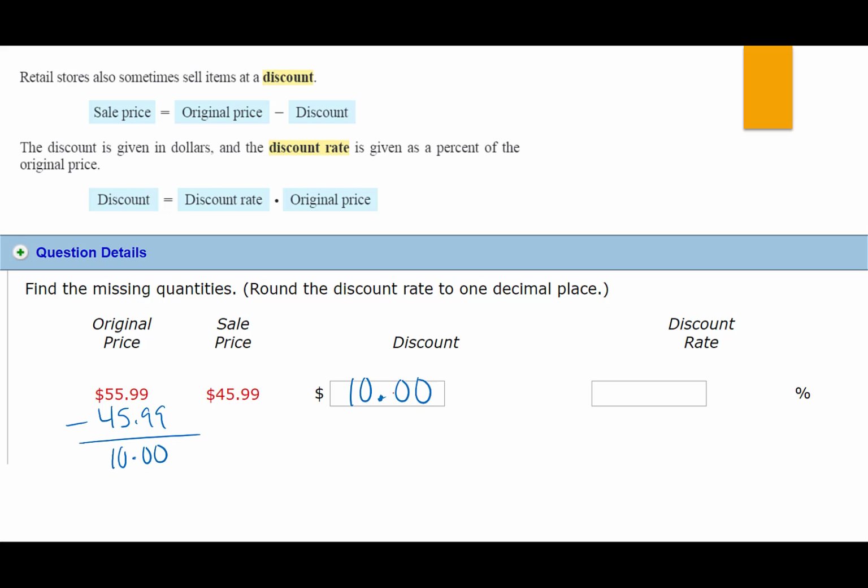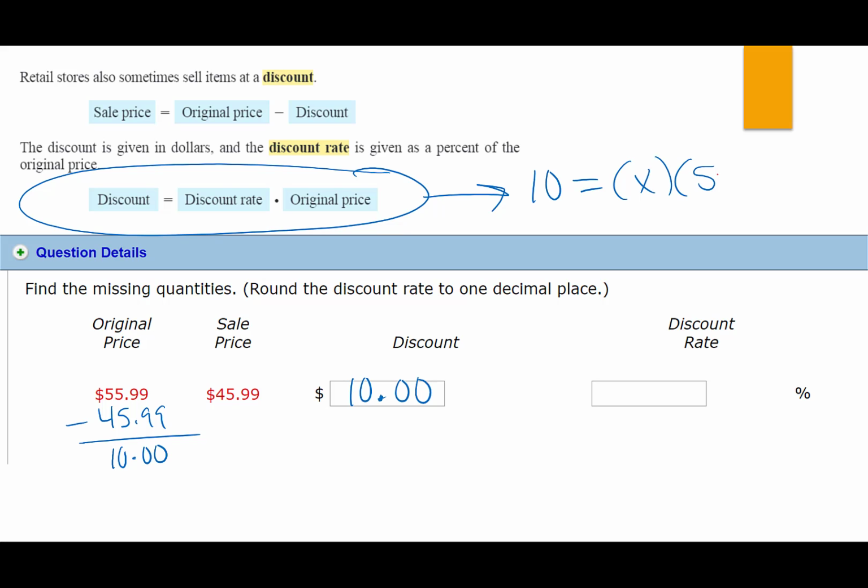And then we'll follow a similar formula to find the discount rate, just like we did the markup rate. It's up here in blue. Discount is $10. We don't know the rate, but the original price was $55.99. Now divide both sides by 55.99. X equals 0.1786. Remember, that's the decimal version. To convert it to a percent, either multiply it by 100 or move the decimal 2 places.